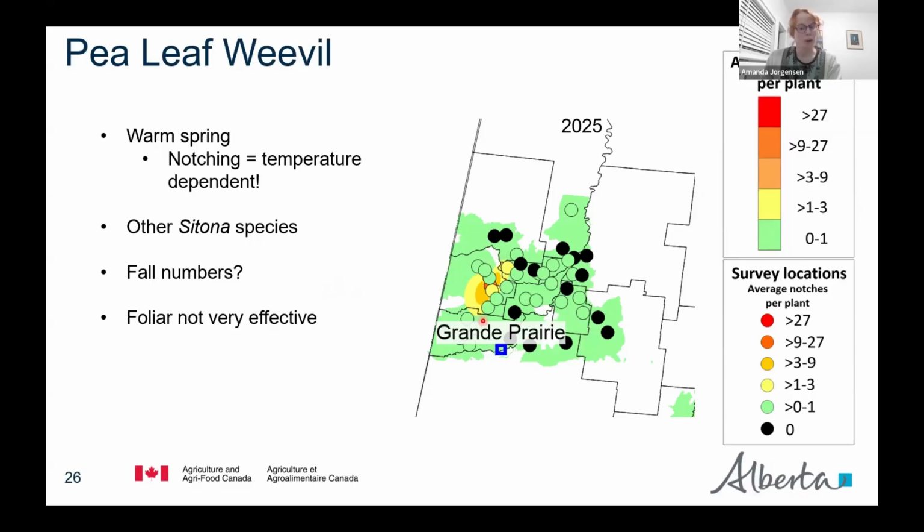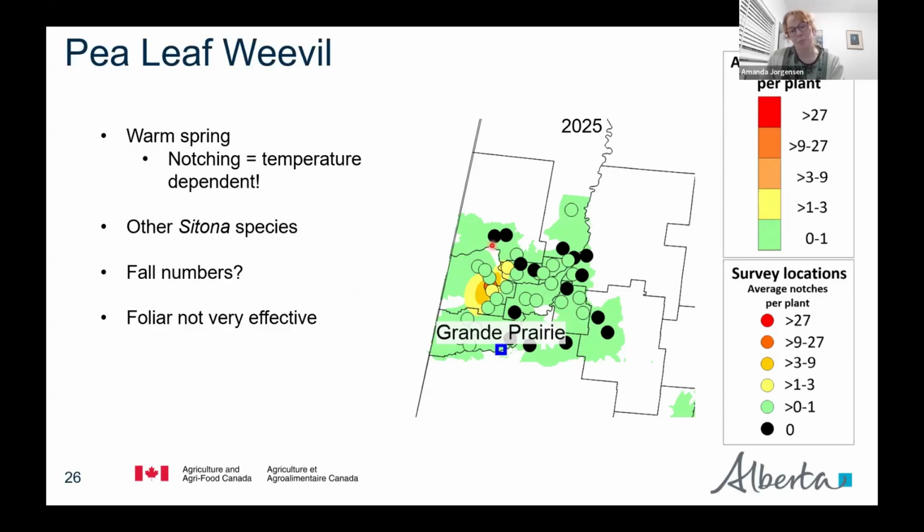So, we had quite a dry summer up in the Peace region, and pea leaf weevil doesn't really love dry conditions. They do need a certain amount of moisture in order to thrive. So these numbers may actually decrease, as all of the larvae that developed might not all have developed well.